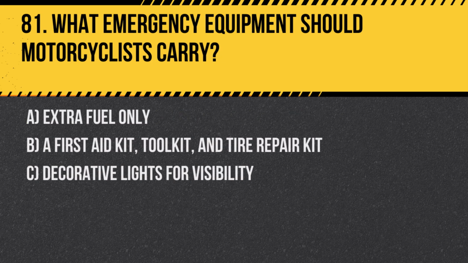Question 81. What emergency equipment should motorcyclists carry? A. Extra fuel only. B. A first aid kit, toolkit, and tire repair kit. C. Decorative lights for visibility. Answer: B. A first aid kit, toolkit, and tire repair kit. Carrying these items can be crucial in managing minor injuries or mechanical issues on the road.